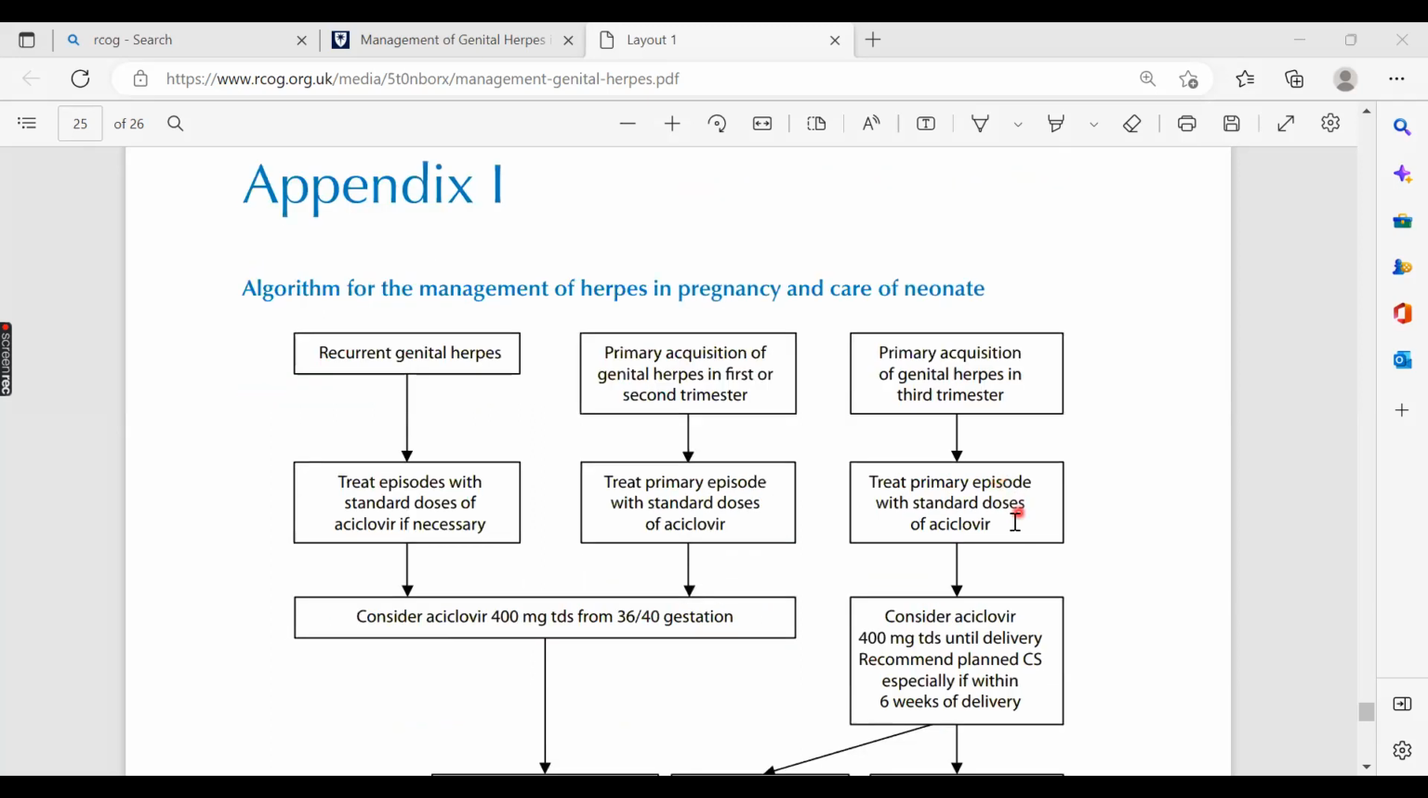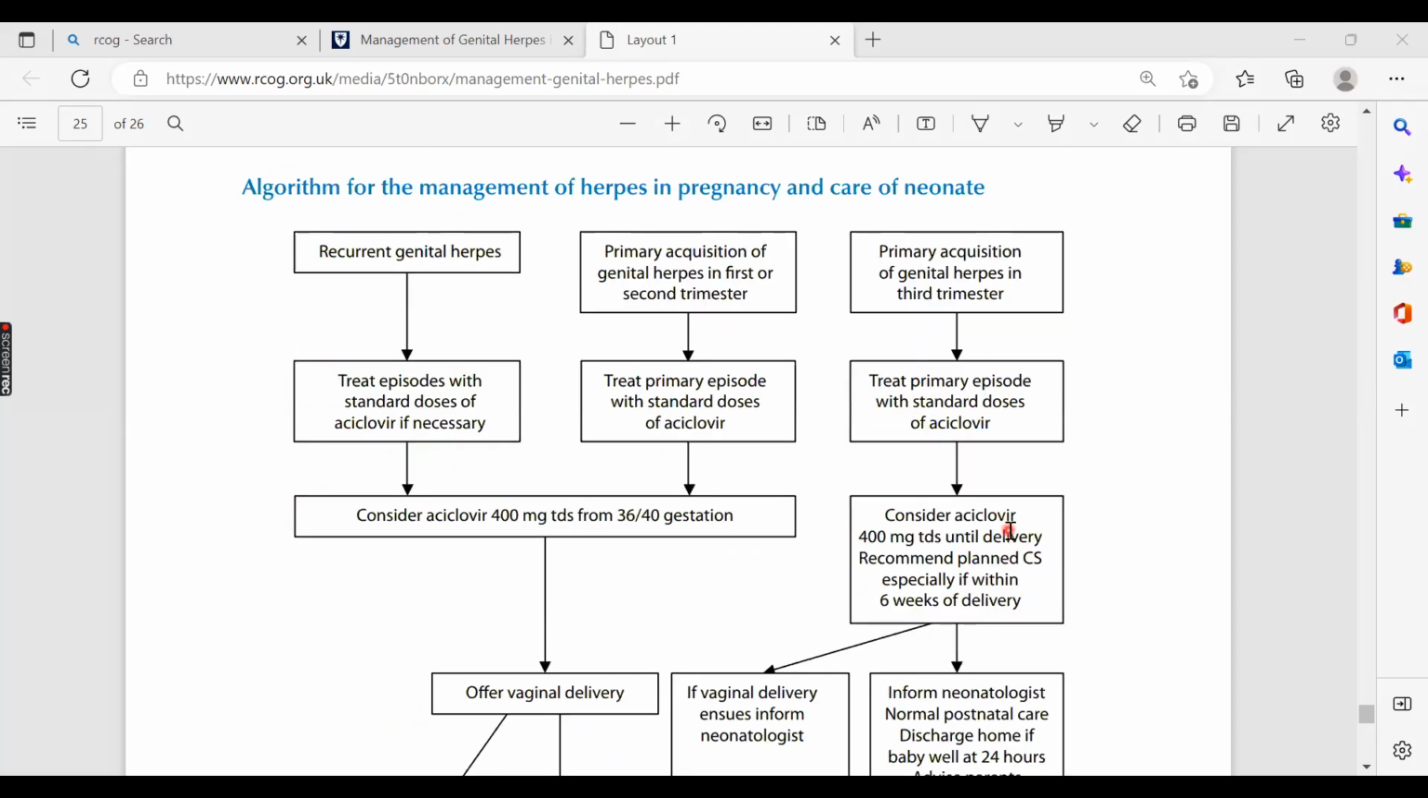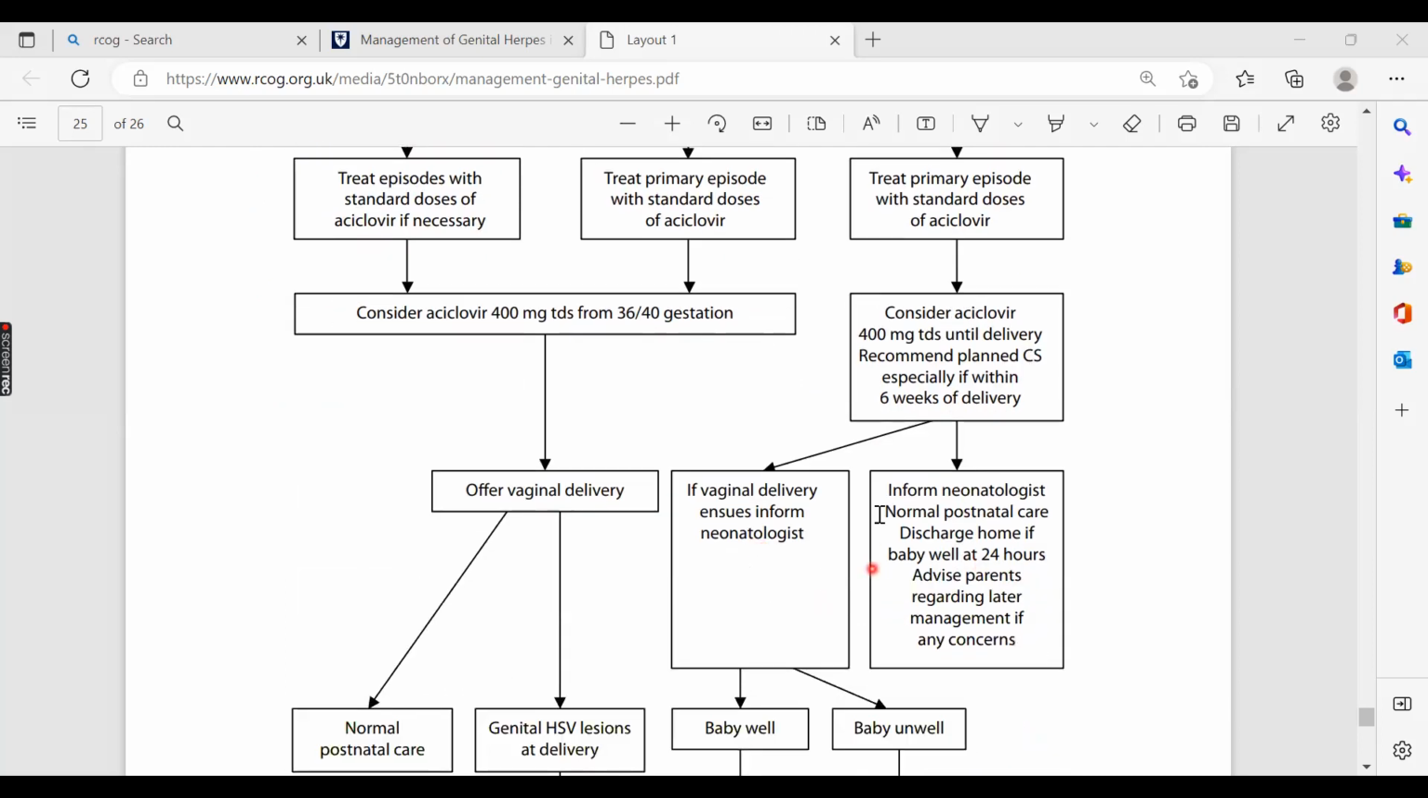In the third trimester, please treat the primary episode with the standard doses of acyclovir that we just spoke about. Consider giving her acyclovir 400 milligrams three times daily until delivery and recommend a planned CS, especially if within 6 weeks of delivery. In the UK it is always the woman's choice. The woman will be recommended to go for a cesarean section, but if she refuses, the choice is hers. So it's a patient-centered, shared decision.